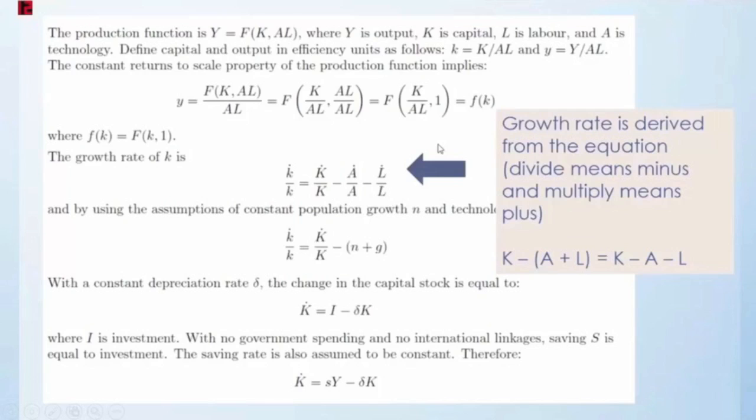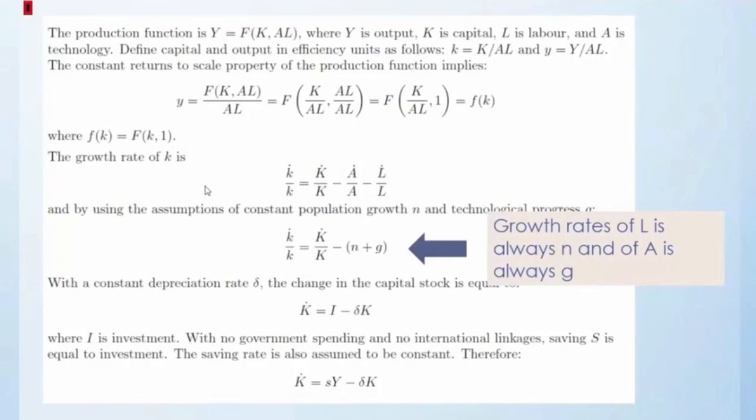So the growth rate of k, the small k, can be shown in this diagram, where it's k dot over k. As you can see, growth rate is derived from the equation. If we have a divide, it means it is a minus, and if we have a multiply, which is between A and L, it will be a plus. But in this case, we have K minus A plus L, which is K minus A minus L. Remember, this is only for K dot over K. It also applies to A and L, but it has to be in this form.